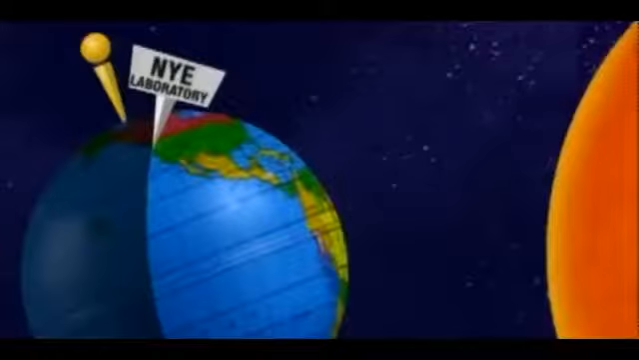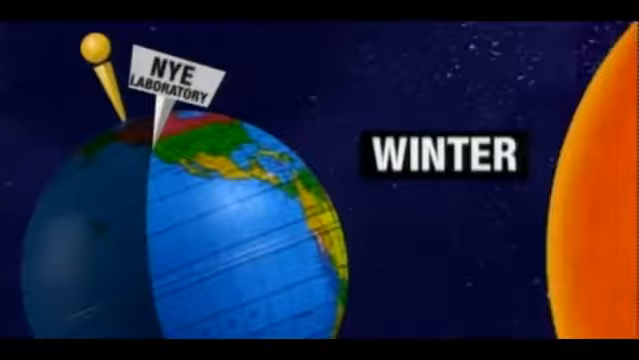Then, when the part of the Earth that we're on is tilted away from the sun, it's wintertime here. And it's summertime on the other side of the world. Isn't that wild? All because the Earth's axis is tilted. That's the reason for the seasons.